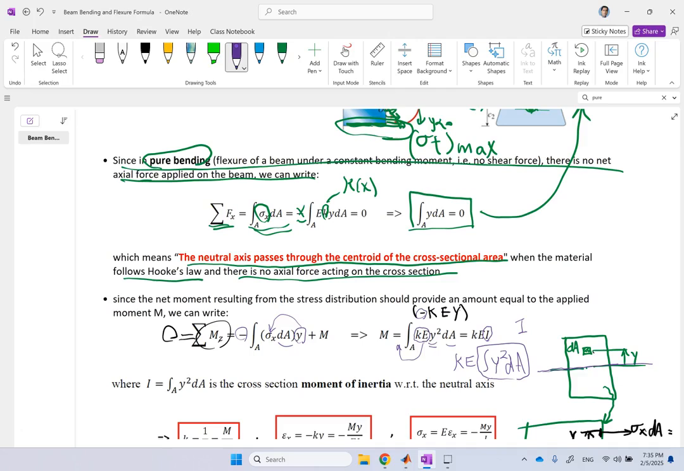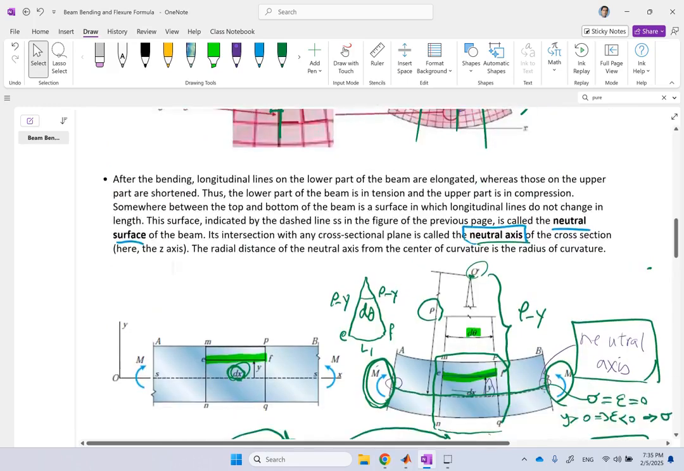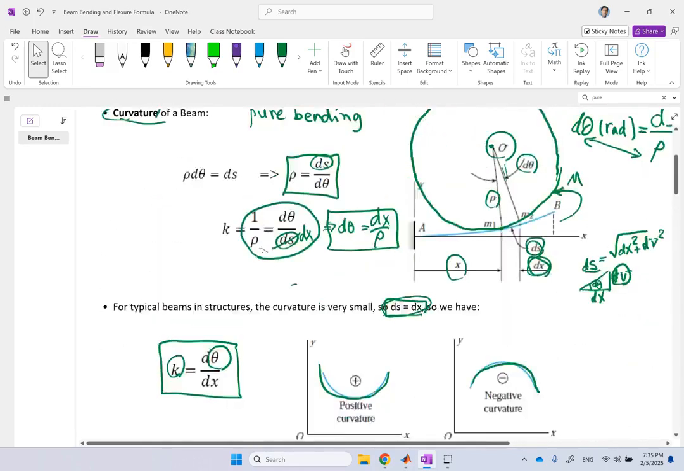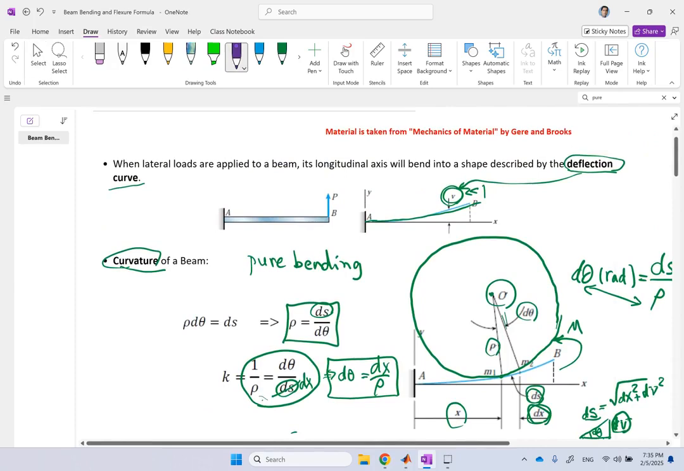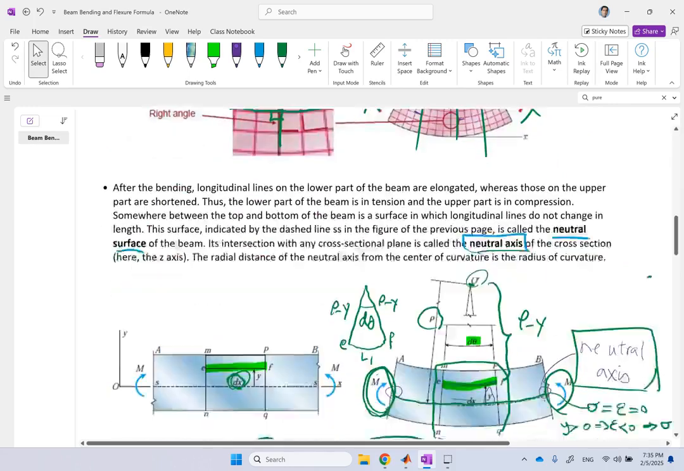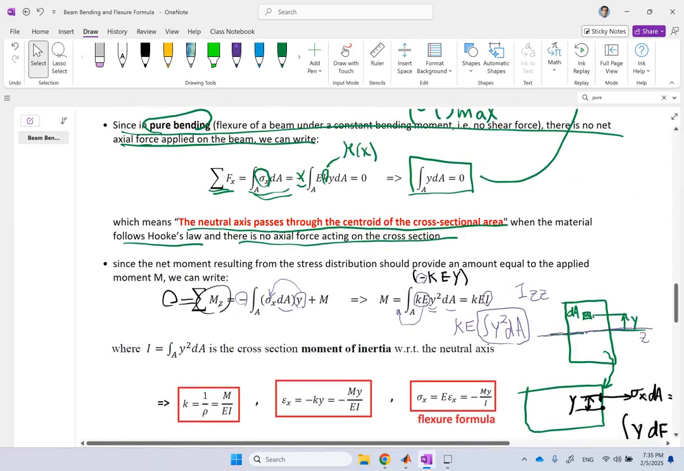And if we call this neutral axis the z-axis, right? Because x is along the beam, y is upward, z is in the cross section, I can call this IZZ. Okay, again, look back at the beam. This axis here is y, this axis is x, so z here is in the board, which is going to pass through the cross section. So that is IZZ. There we go. So I found the formula for M. M equals KE IZZ.